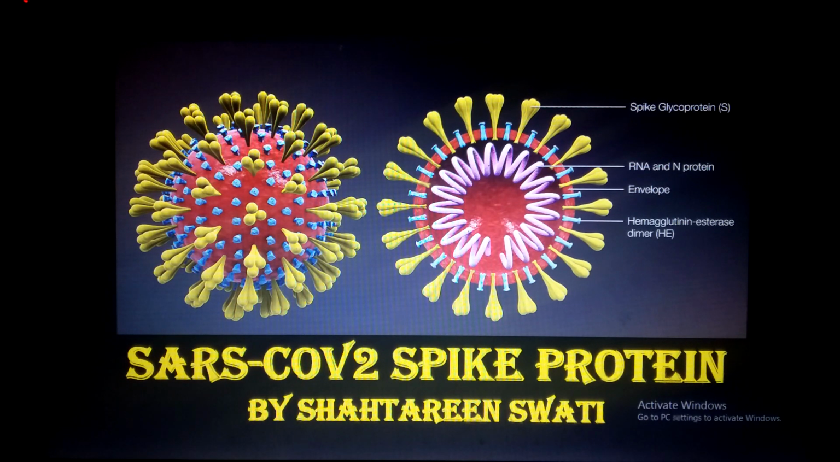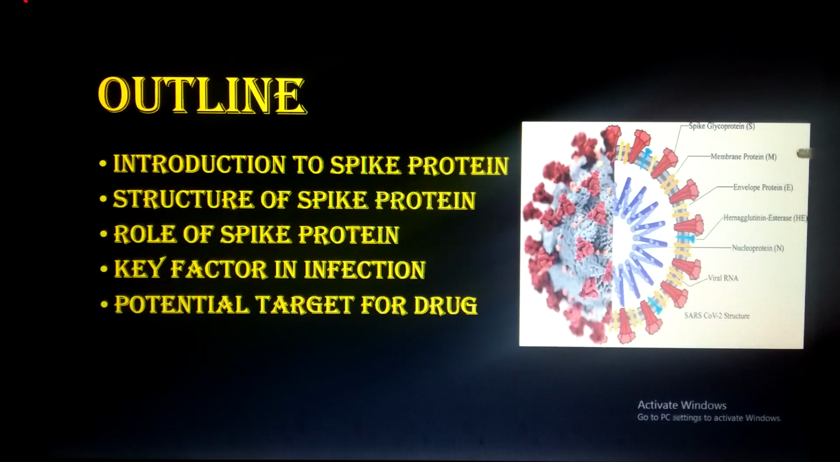Now I'm going to start my lecture about the SARS coronavirus 2 spike proteins, which are very important proteins. You can see here the very attractive arrangement of the spike proteins on the surface of the coronavirus. As I discussed in my earlier lecture, these spike proteins give the coronavirus its crown-like appearance. That's why it is known as coronavirus. In this lecture, I will give the introduction to the spike proteins, then the structure, then the role, the key factor in infection, and as a potential target for drugs, and many more. Now, I will discuss all these things one by one.